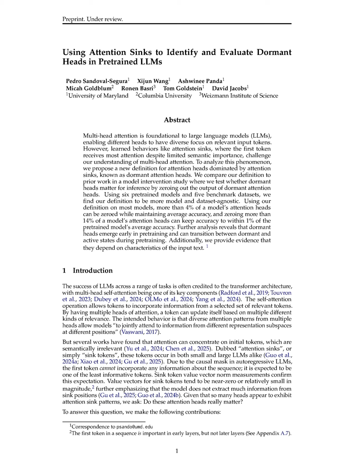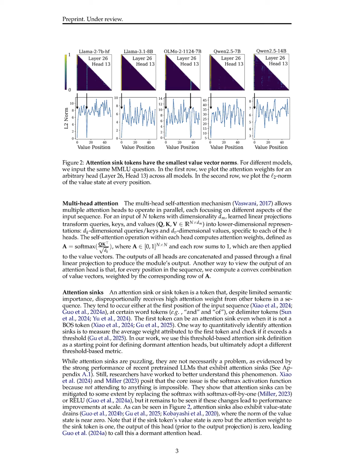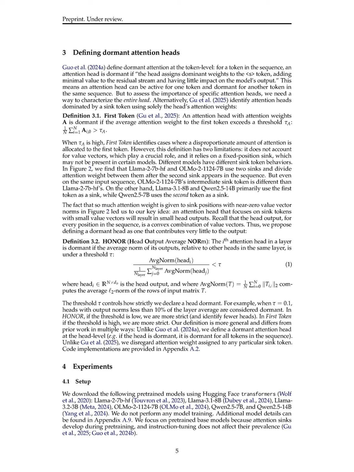To illustrate the detection of dormant attention heads using the Honor metric, consider a transformer model with multiple attention heads. For a specific input sequence, we compute the output of each attention head, denoted as head_i, which is a matrix of size n times d_verses. The Honor metric calculates the average norm of these outputs across all heads in the same layer, defined as average norm t equals (1/n) sum_{i=0}^{n} ||t_i||_2. If the average norm of a specific head's output is below a defined threshold, tau, for example tau equals 0.1, that head is classified as dormant.